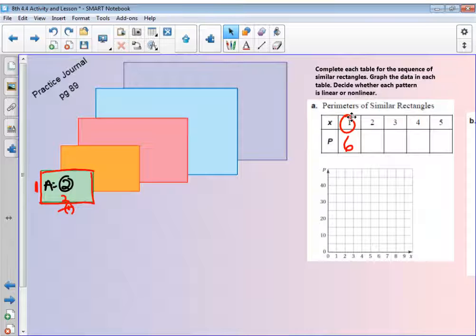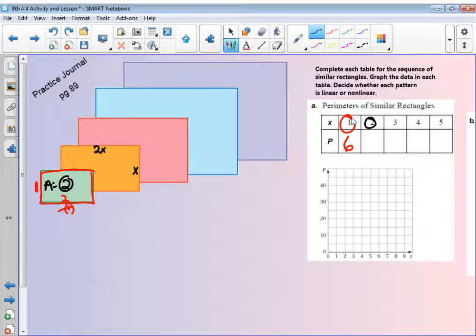The next rectangle is similar, which means it still follows that pattern of this is going to be x and this is going to be 2x. Okay, so we still do that. It's just that they're telling us that x this time is going to be 2. So wherever we have x, we're going to put a 2. So this becomes 2. And then here, this would be 2 times 2, which is going to give us 4 for that side.